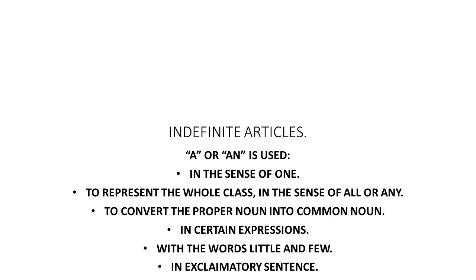Next, it is also used with the words little and few. A little milk, a few people. There is a little milk in the jug. There are a few people present here. In the exclamatory sentence, we can also use the indefinite articles a or an. For example, What a beautiful girl she is. What a clever boy you are.